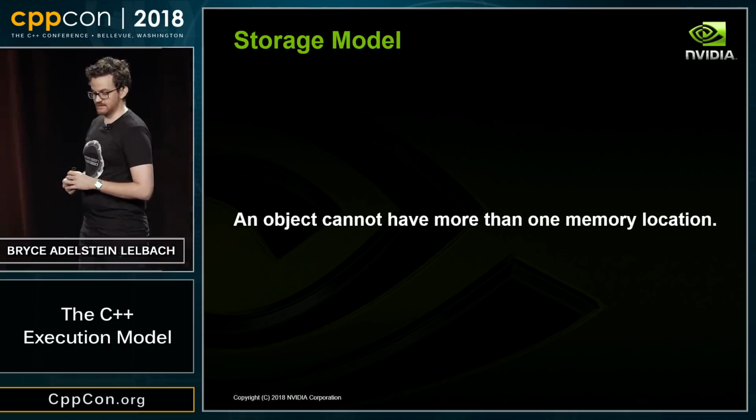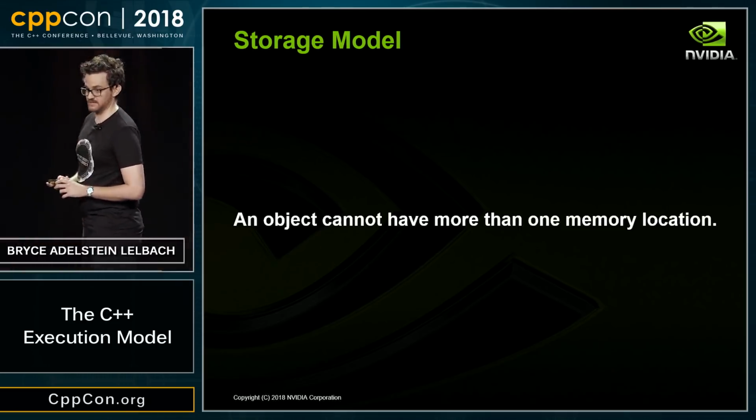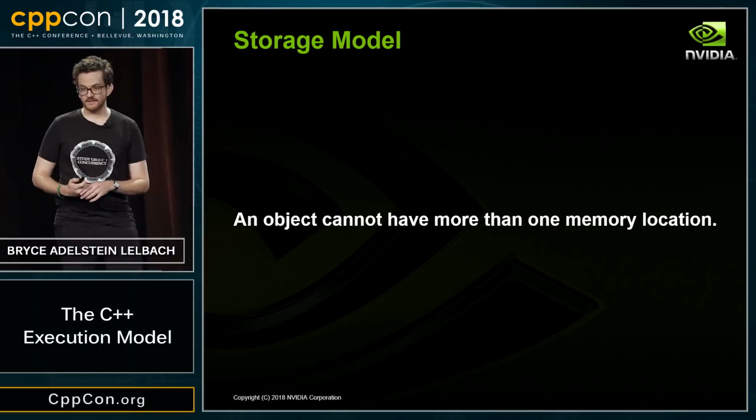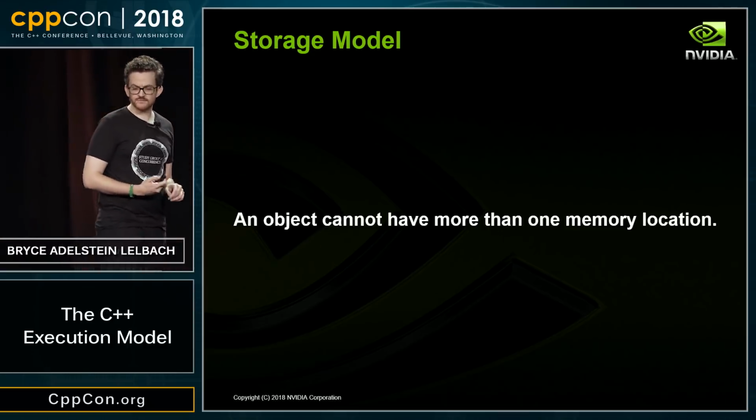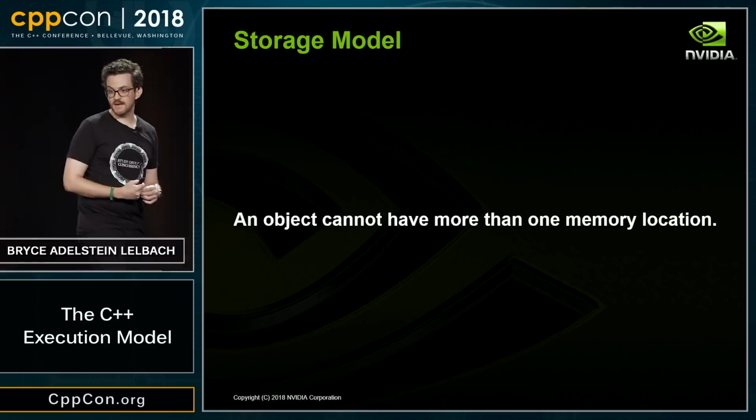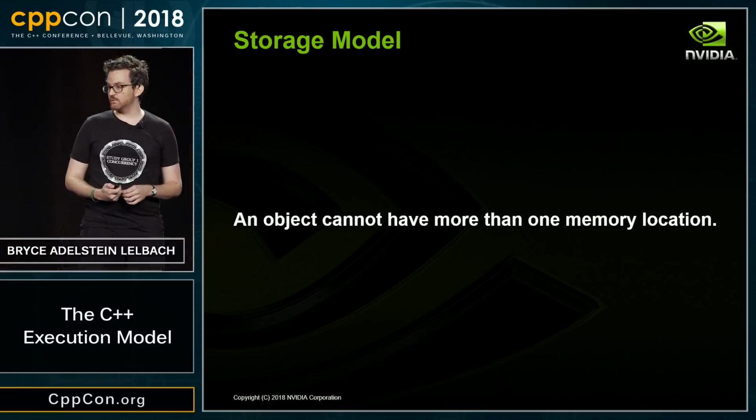In C++, an object cannot have more than one memory location. This sort of breaks the model in a couple different ways. And this is the reason why we don't have things like a std::mem_map, in that if you want to use something like shared memory, you should really do it through volatile.